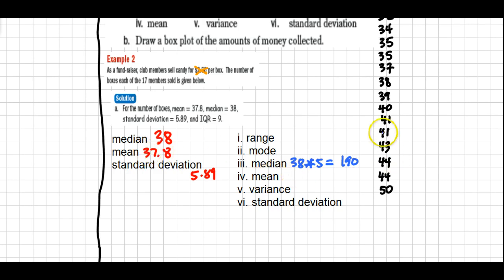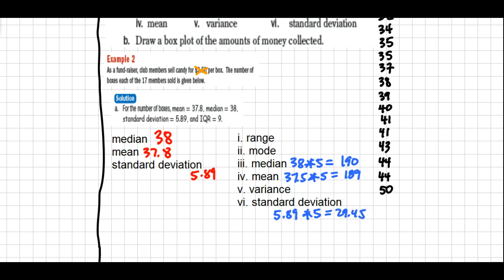The original mean of the list that we have is 37.8. To find the mean of the new list, which represents how much money they made, we would simply multiply by 5, and for that we get 189. Let's jump down to the standard deviation. Standard deviation is 5.89. To find the standard deviation of the money they collected, we would again simply multiply by 5. So we get 29.45 for the new standard deviation of the scaled data.